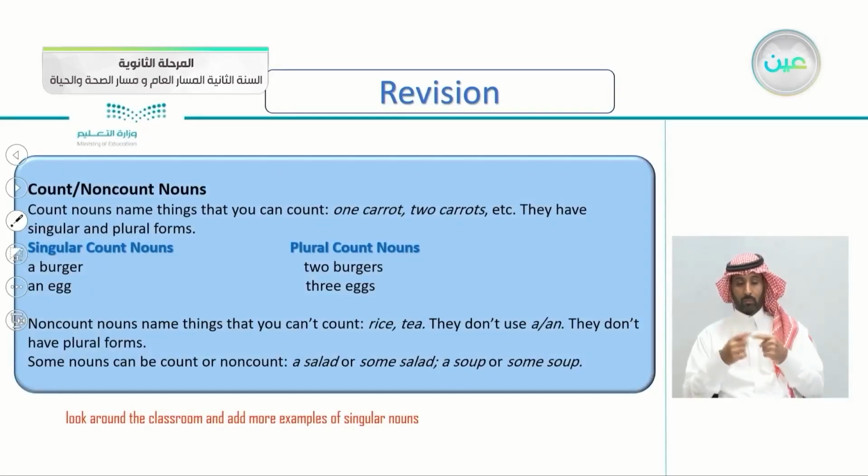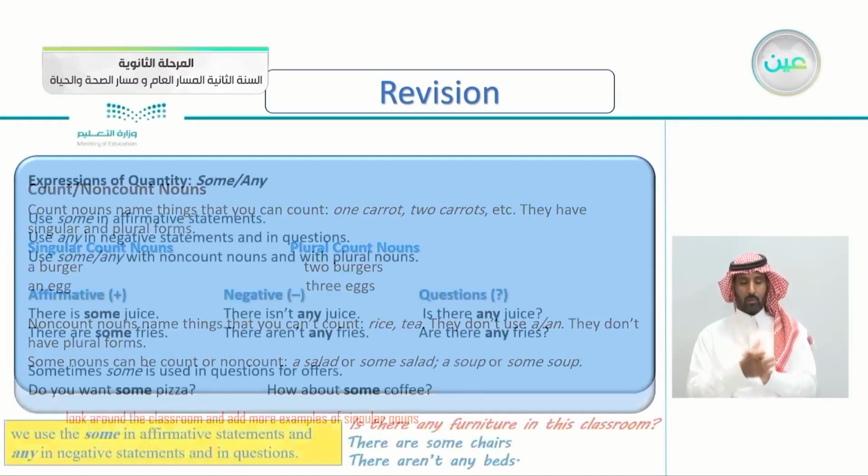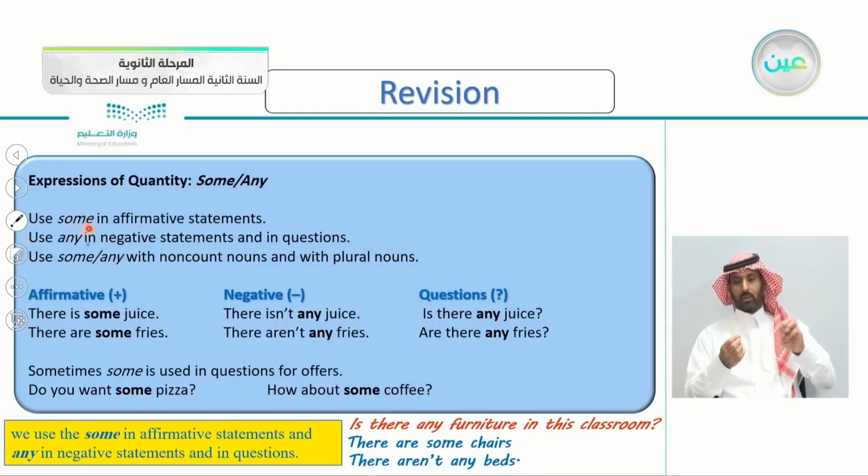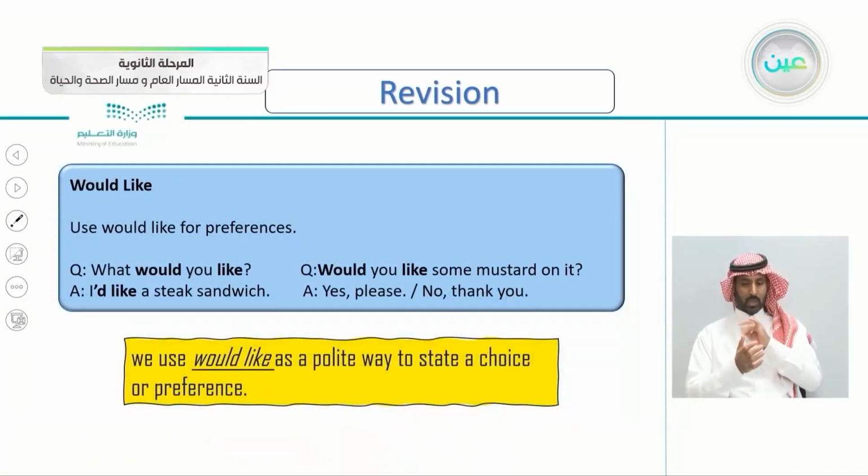So if you remember, on our previous lesson, we took the count and non-count nouns, the singular and the plural. This is the count. We add the S. And the non-count, we can't count, like all liquids, for example, tea, and for example here, rice. We took the expressions of quantity, some and any. Some, if you remember, comes with affirmative statements. Any comes with negatives and questions, of course.